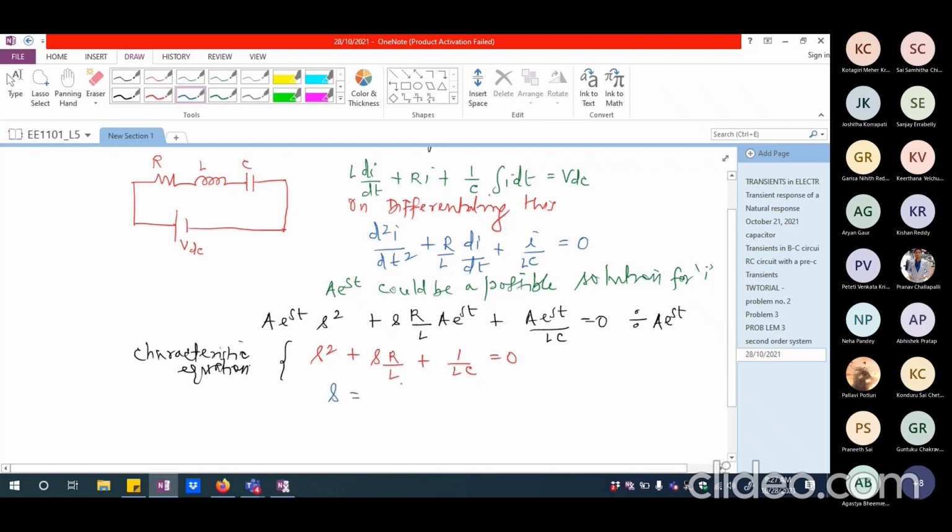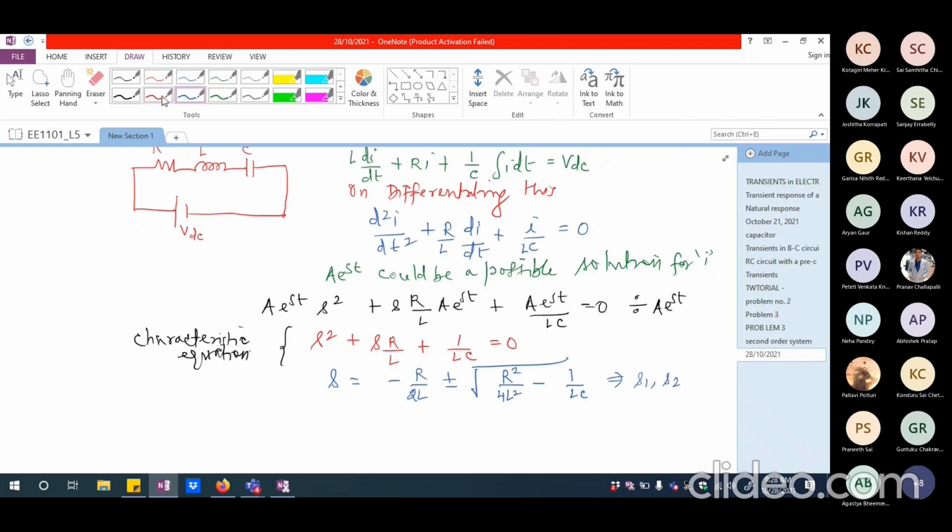So this equation, when we solve for s, we will get s equal to minus R by L plus or minus root of R square divided by L square minus 1 by LC multiplied by 4. So instead of writing divide by 2, we had included the 2 here. So we said R square by 4 L square, and instead of 4 and 4 it got cancelled, so we said 1 by LC.